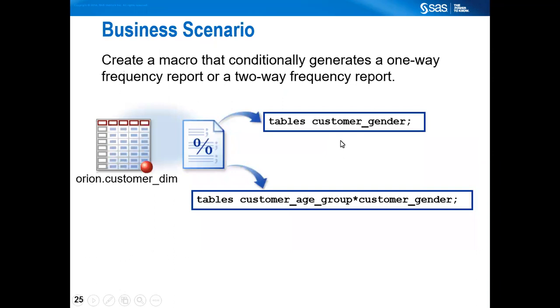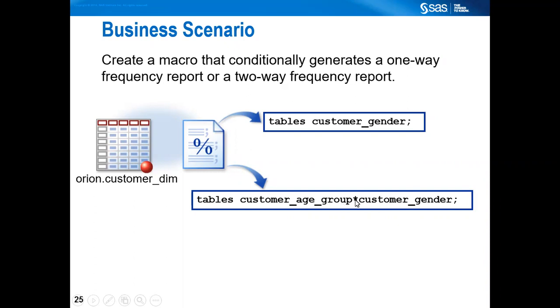All right. So now let's understand the next scenario. It's telling us to create a macro that conditionally generates a one-way frequency report or a two-way frequency report. Now we know what one-way frequency means. In the table statement of proc freq, you can write a single variable or a list of variables, and for every variable it will create a one-way frequency report. Whereas if we write two variables in the table statement with an asterisk sign between them, it becomes a two-way frequency report.